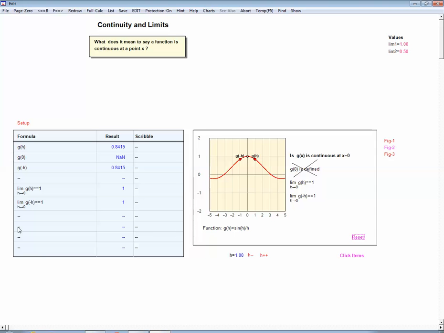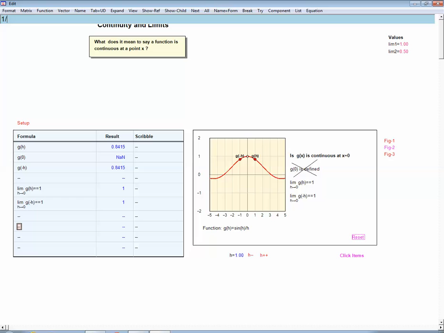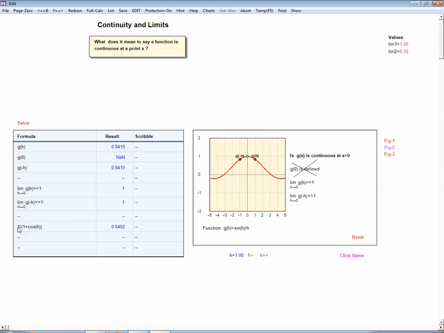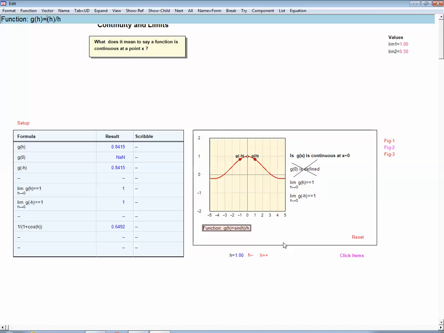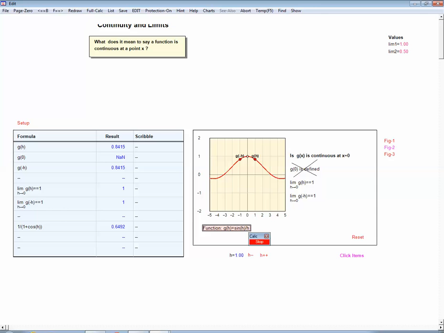Let's remember that in one of our proofs we had a formula that looked like this: 1 over 1 plus cosine of h, and we want to know what the limit of this is as h goes to 0. Well, this is a continuous function at h equals 0. Let me plug it in here and see what the graph looks like. Let's see if it comes out right. 1 plus the cosine of h.